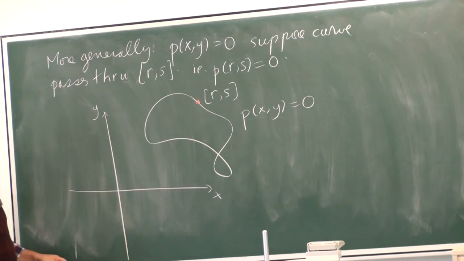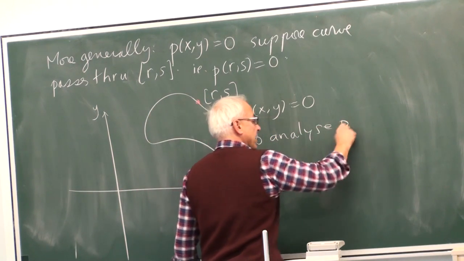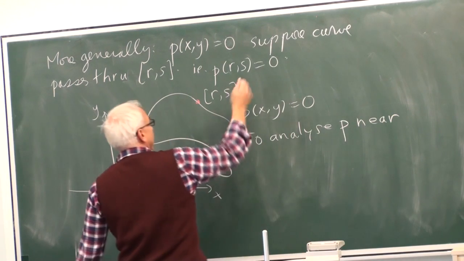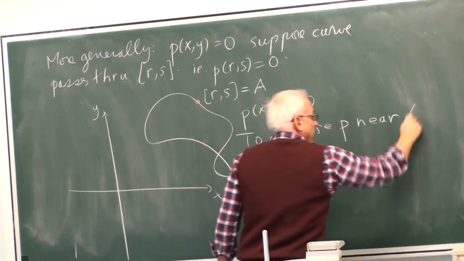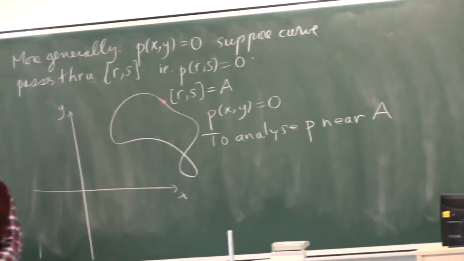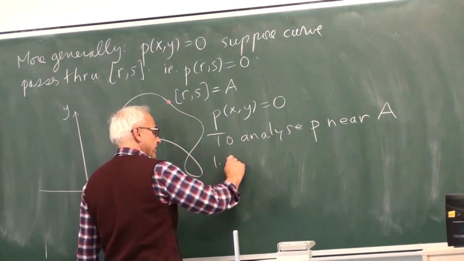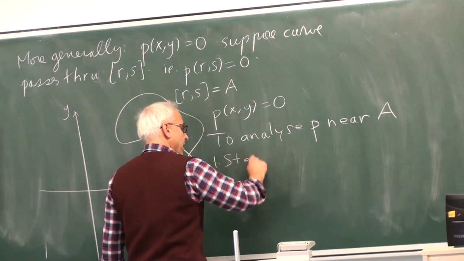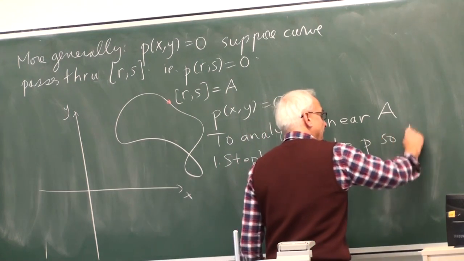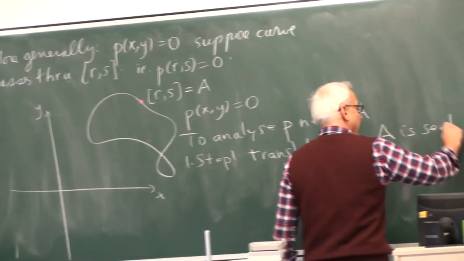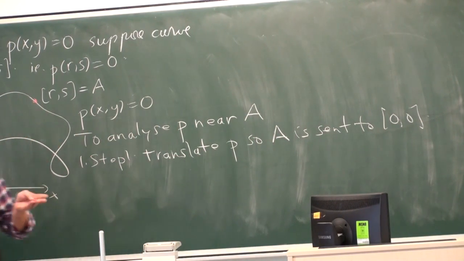All right, so to analyze P near this point, let's give this point a name. Let's call it, say, A. To analyze P near A, what are we going to do? Well, we could talk about it in steps. So step 1 is we're going to translate P so that A is sent to the origin, because we want to apply the previous analysis.